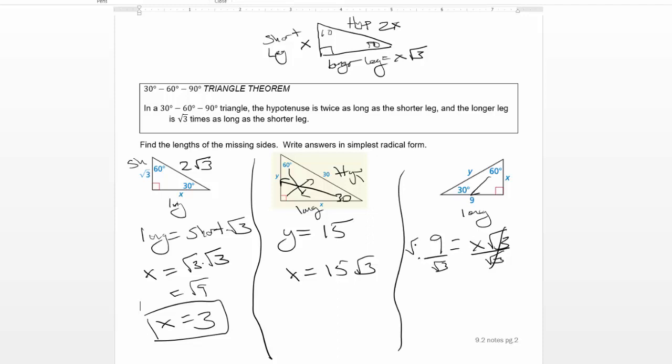We need to rationalize this, so I should multiply top and bottom by the square root in the denominator. That ends up being 9 roots of 3 over the square root of 9, which is the whole number 3. And 9 divided by 3 is 3. So x is 3 roots of 3. x is the shorter of the two legs. The hypotenuse is the shorter leg times 2. The hypotenuse in this case happens to be y. So this tells me that y is twice as big as 3 roots of 3, which is 6 roots of 3.